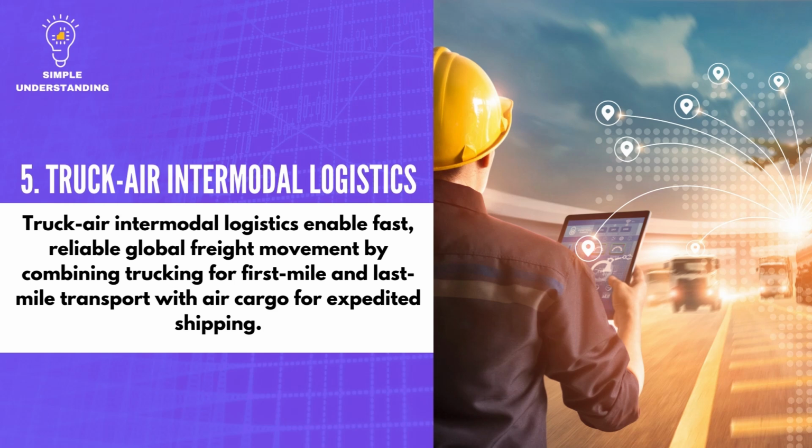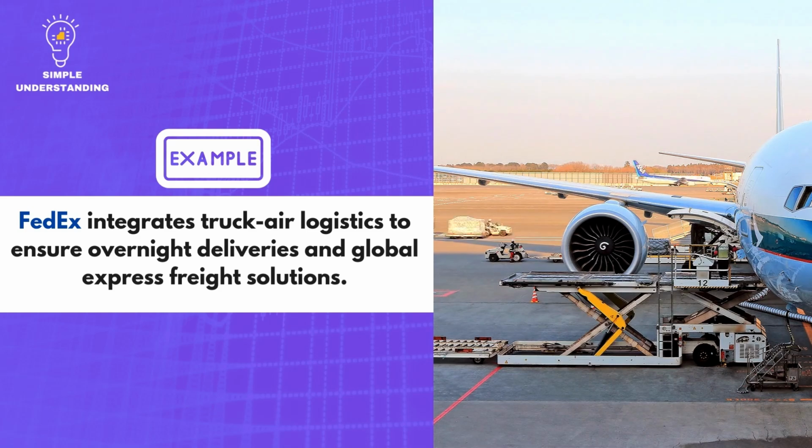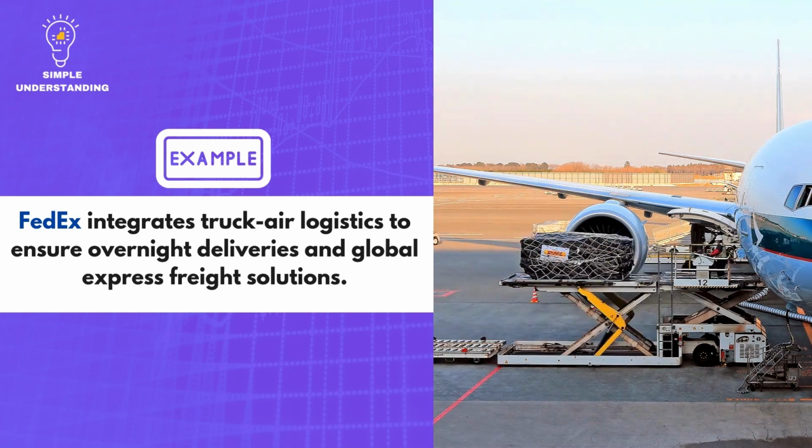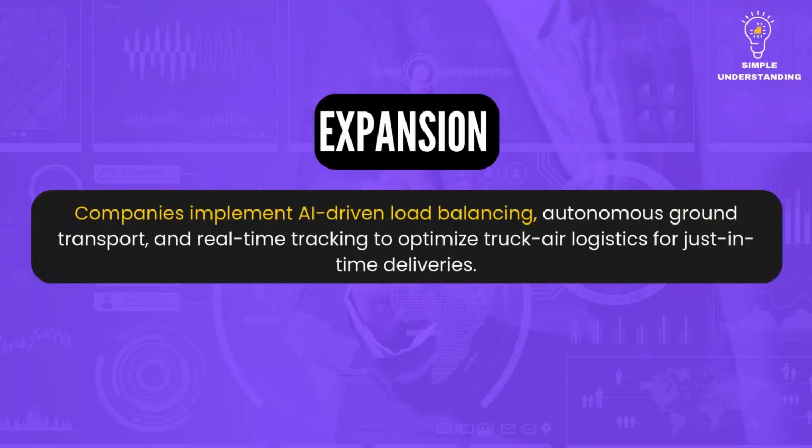Explanation. Truck-air intermodal logistics enable fast, reliable global freight movement by combining trucking for first-mile and last-mile transport with air cargo for expedited shipping. Real company example. FedEx integrates truck-air logistics to ensure overnight deliveries and global express freight solutions. Expansion. Companies implement AI-driven load balancing, autonomous ground transport, and real-time tracking to optimize truck-air logistics for just-in-time deliveries.